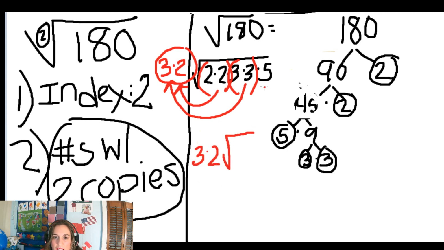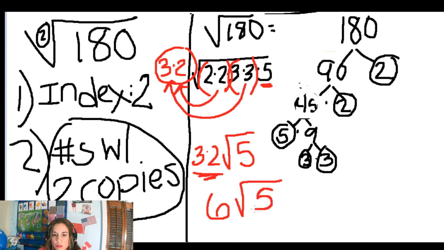And then this 5, I can't pull it out because I need a pair of 5s. I need numbers with 2 copies. I only have 1 copy of 5. So that one has to stay by itself underneath the radicand, okay? Now I can't leave this as 3 times 2 because that wouldn't be simplified. 3 times 2 is what? It's 6. So this simplifies to 6 square roots of 5.